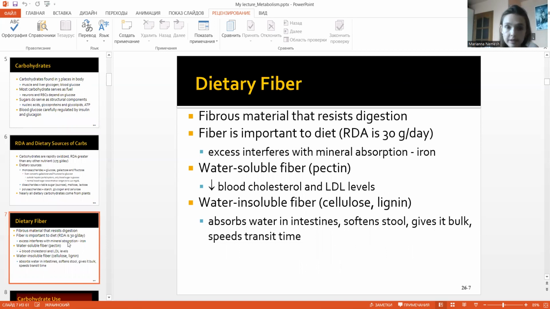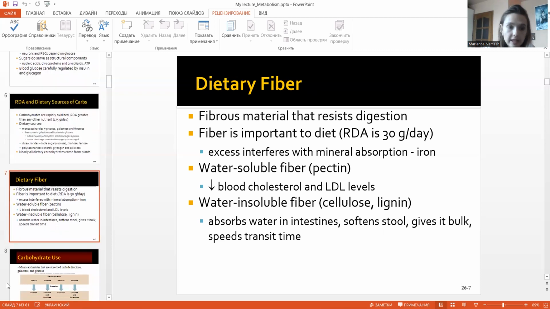Dietary fibers are fibrous material that resists digestion. Fiber is important in the diet at approximately 30 grams per day. Excess interferes with mineral absorption, like iron. Water-soluble fibers, for example pectin, decrease blood cholesterol and the level of low-density lipids. Water-insoluble fibers are presented by cellulose or lignin. They are responsible for absorption of water in the intestine to soften the stool, give bulk, and speed transit time in the large intestine.